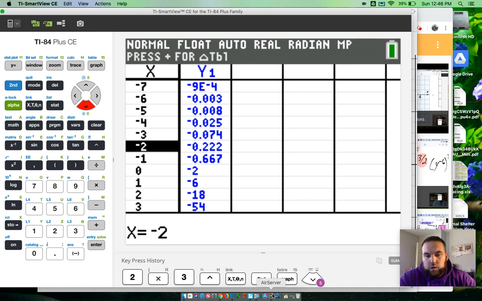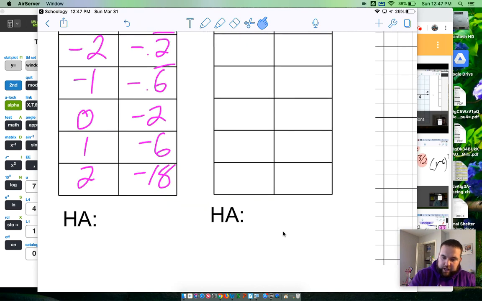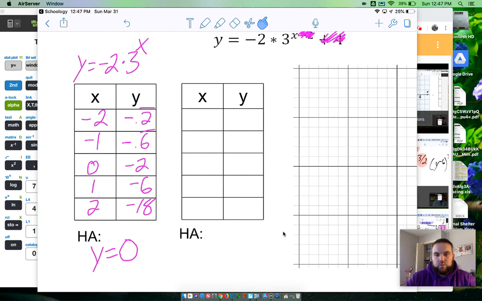Okay. Now, what we want to remember is that all of these exponential parent functions have the same horizontal asymptote. And remember, the horizontal asymptote is a line that the graph gets really close to, or approaches, but never quite reaches or crosses. And for exponential functions, it's always y is equal to 0. That is our current horizontal asymptote, which is what HA stands for.